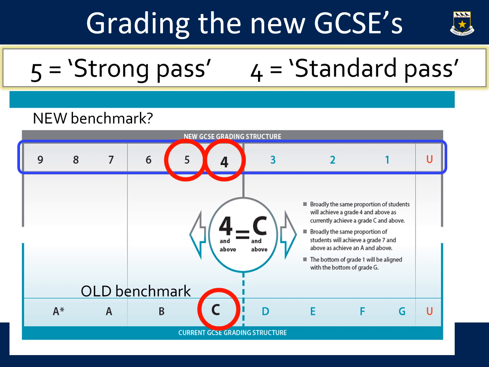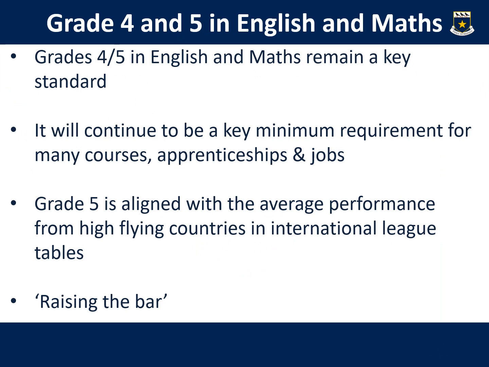In terms of the old benchmark of a C being a pass grade, that is now converted into a grade 4 and 5, whereby a 4 is the lower end of a C and was considered just a standard pass, whereas a 5 is a strong pass and is the higher end of a C grade. Just as the old grade C was important in maths and English as it was considered a pass, our focus now is on grades 4 to 5 in English and maths.